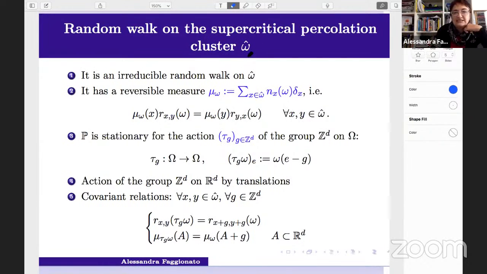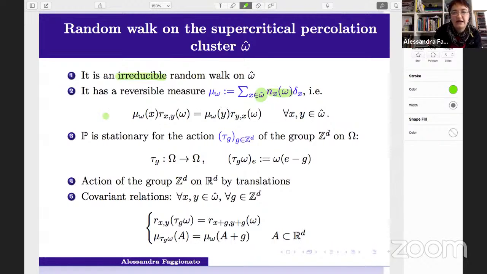A first property is that it is irreducible: starting from one point, you can visit any other point. Moreover, it is reversible in the sense that it has a reversible measure, not a reversible probability measure, mu_omega. I use this notation because it will be the notation also in the following. So mu_omega is the measure with support the infinite cluster, the state space of my random walk, and it is given by Dirac measures, where the weight associated to the point x is the degree of the site x in the infinite cluster.